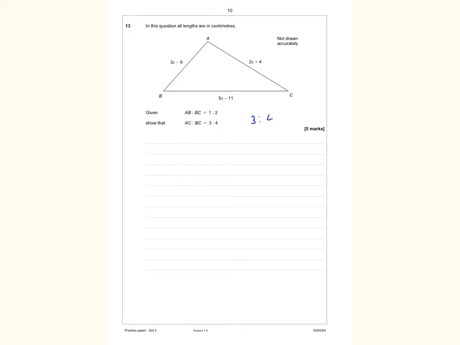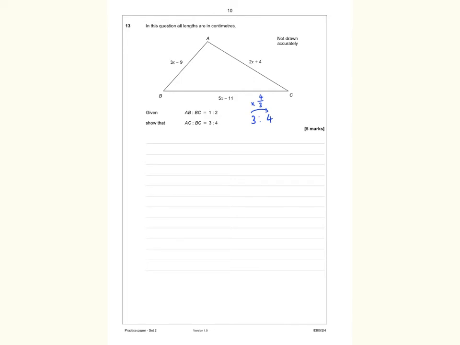If I was to write 3 to 4, to go forward from 3 to 4, you need to divide by 3 and times by 4. That's the same as timesing by 4 over 3. So this is something that we might use later. Then we've got this one, which will be times by 2. Going back will be divide by 2.